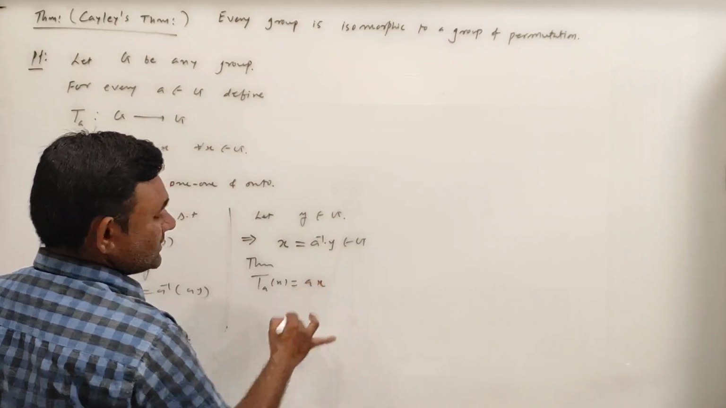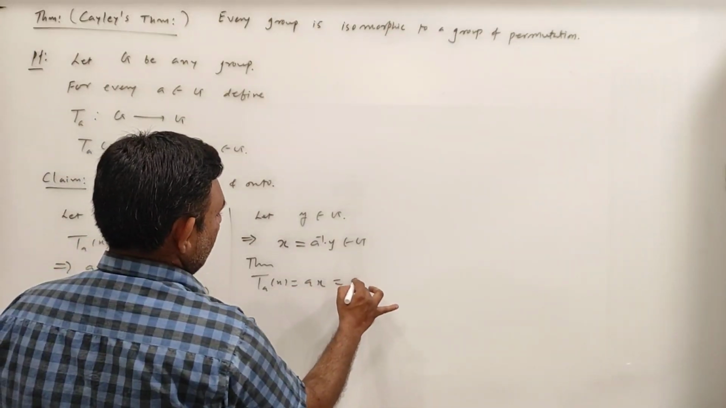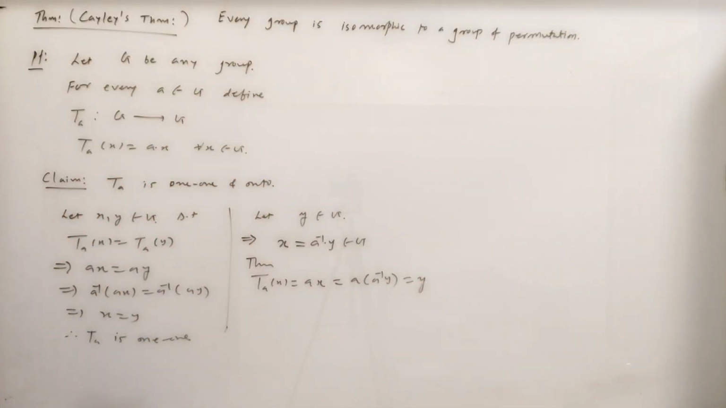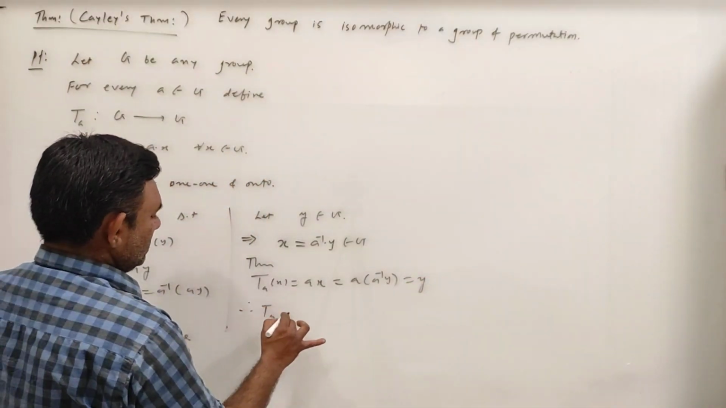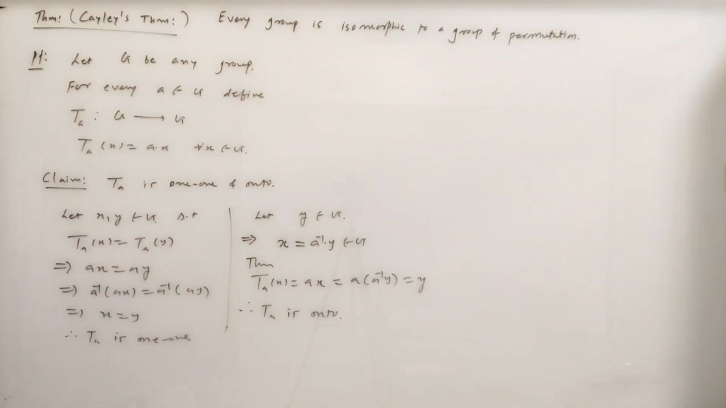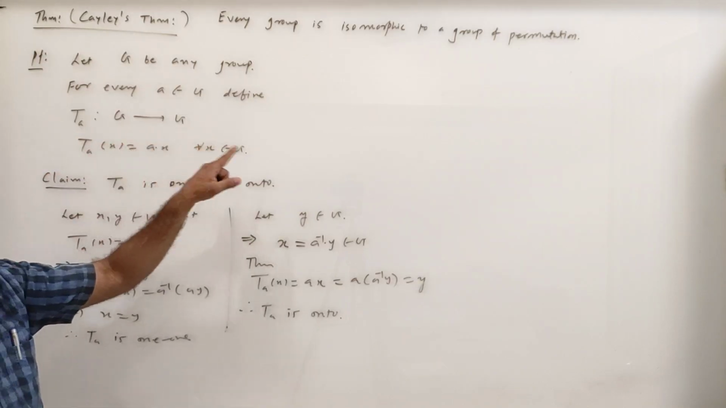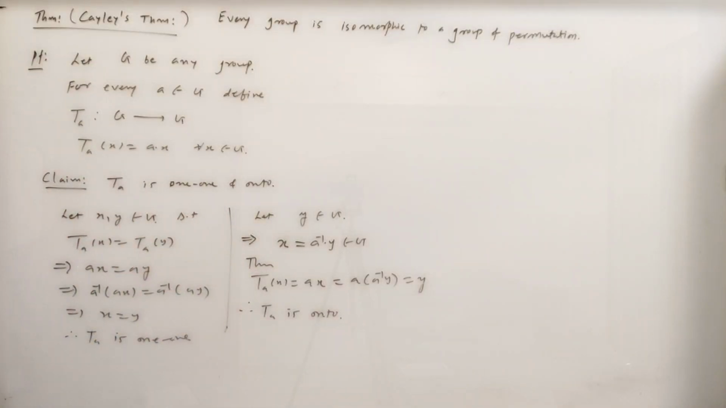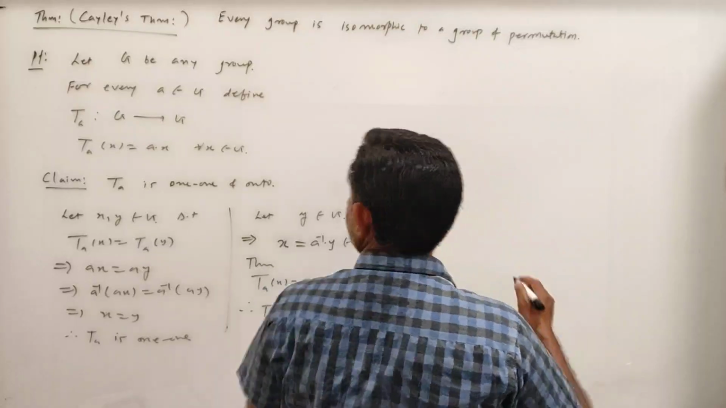So then this TAX will be what? It is AX, but AX is what? A into A inverse Y, and that is what? It is Y. So therefore TA is onto. TA is onto. So TA is a 1-1 onto map, right? So let me consider a group. Okay, let me write here.